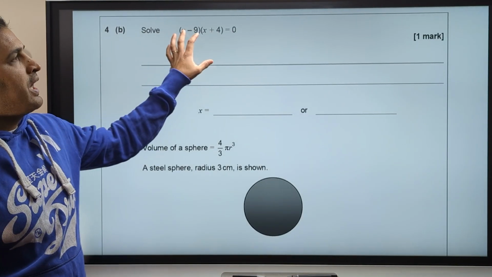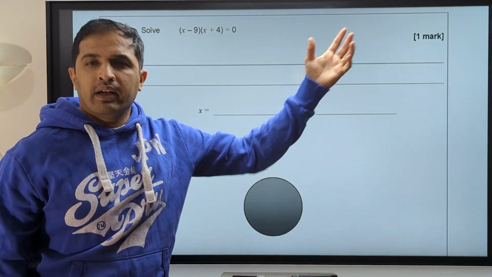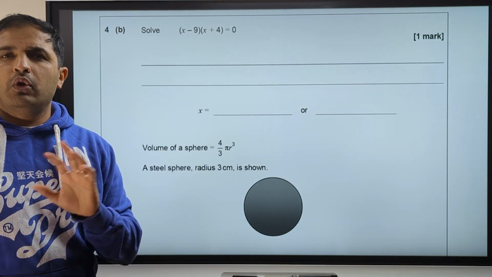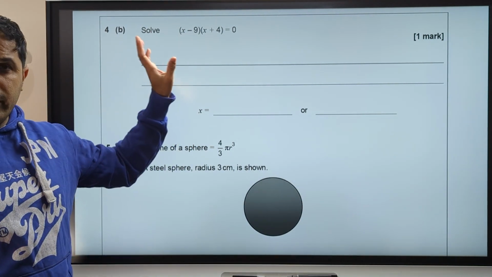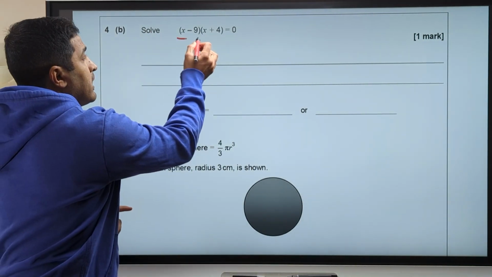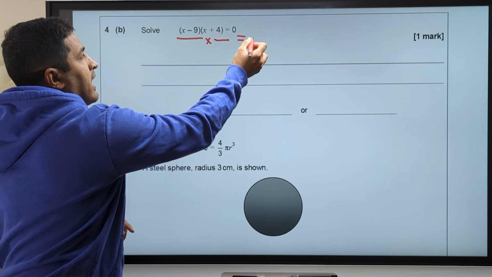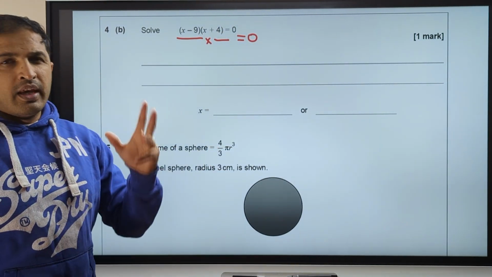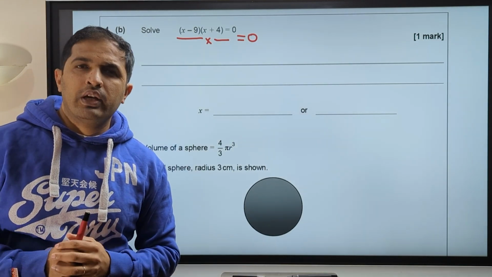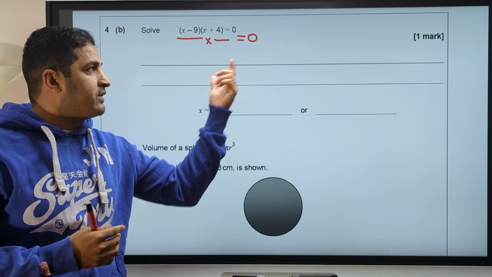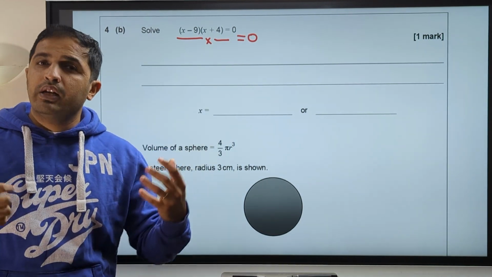Now this one, they ask you to solve it, and it's only 1 mark. Again, if this question was more than 1 mark, then you would probably have to do a lot of tricky things. Here, what we're using is a fact. This is a number multiplied by another number, x plus 4, and that gives you 0. Think of two numbers that multiply to give you 0. One of the numbers has to be 0 to get the answer 0. 0 times anything will give you 0.